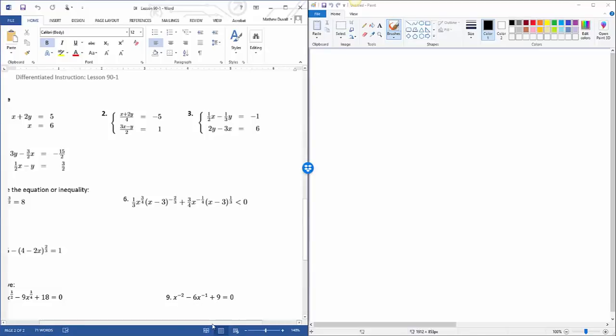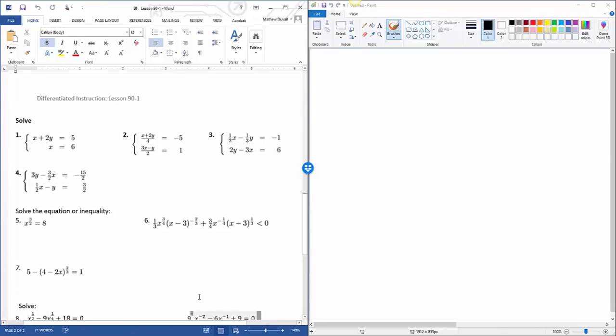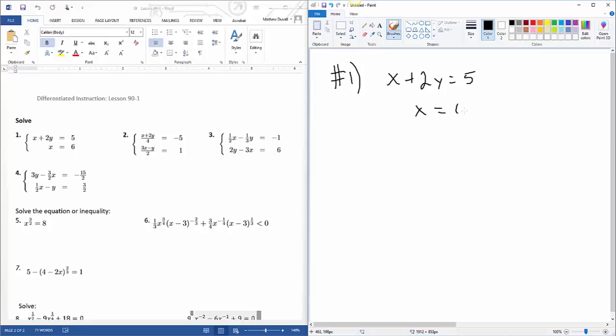All right, so this is 90-1. We're going to work on the DI. So for number 1, for this one we'd have to use the substitution method because it says x plus 2y equals 5, x equals 6. Substitute it in, so I get 6 plus 2y equals 5, minus 6 on both sides.